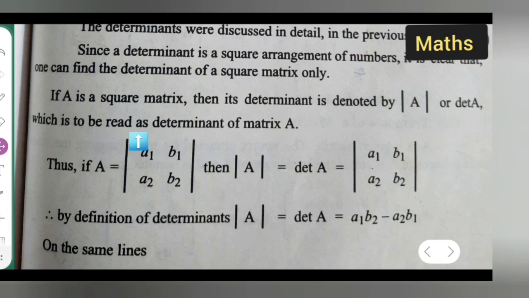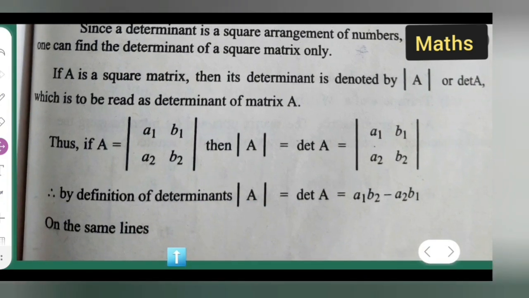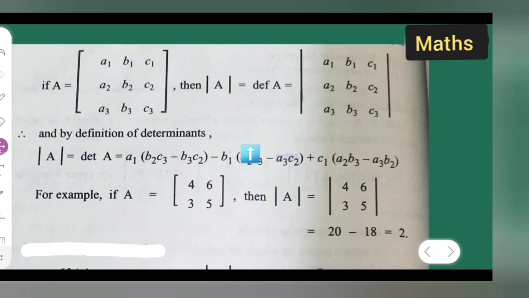Thus if A is equal to the matrix with rows a1, b1 and a2, b2, then determinant of A is the determinant with rows a1, b1 and a2, b2. Therefore, by definition, det A is equal to a1 into b2 minus a2 into b1. This is the rule. On the same lines, the continuation is right over here.